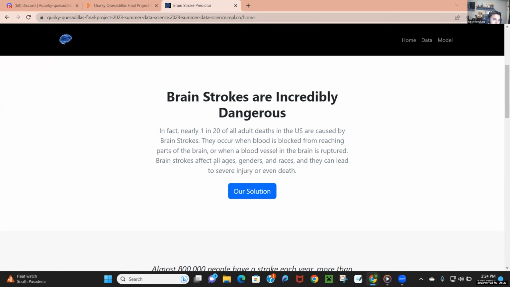First of all, brain strokes are when blood is blocked from reaching parts of the brain or when a blood vessel in the brain is ruptured. And this could happen to anybody, although 1 in 20 of all adult deaths in the US are caused by brain strokes, but really it can happen to all ages, genders, and races, name it. So this makes it a really dangerous cause of death in the US that we should all try to avoid or at least decrease our chance of it occurring.